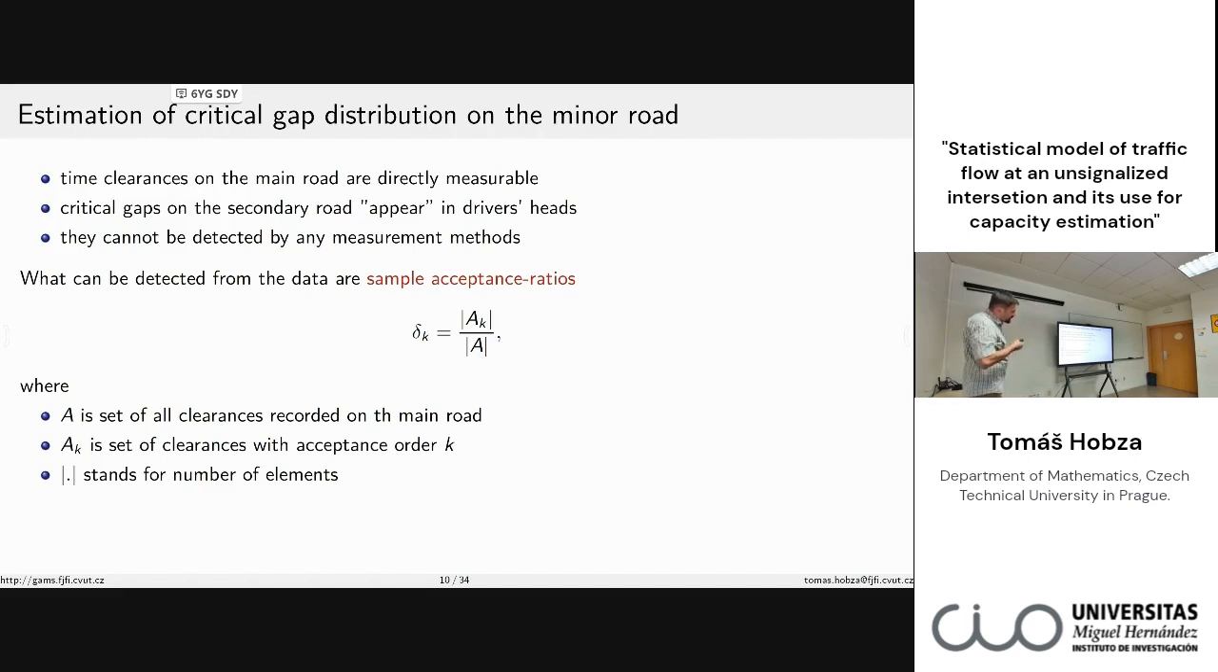Fortunately, we can do some circle and look at it from the other side. What we can measure is the so-called sample acceptance ratio. A is the set of all clearances. So this is the number of all clearances, and this is the number of clearances accepted by exactly K vehicles. So in fact, I have proportions: how many percent of clearances were accepted by 0, by 1, by 2, by 3 cars? This can be measured from the data. So this we have.